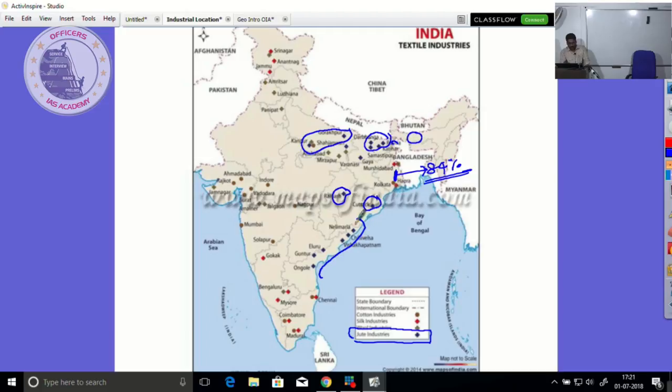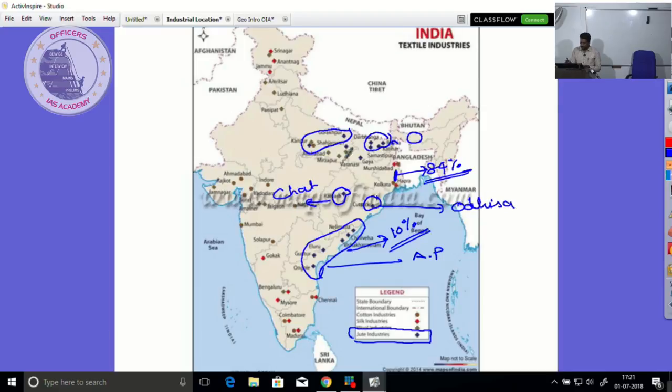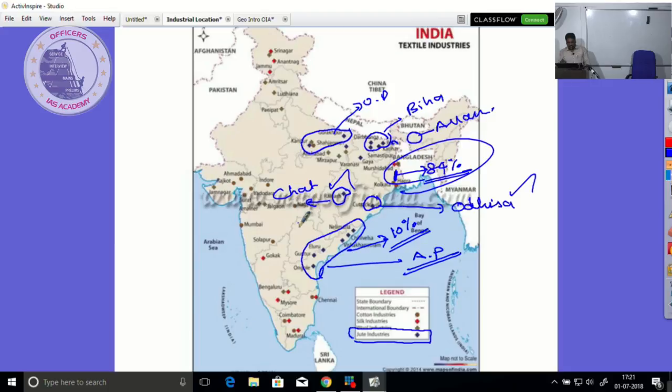Andhra Pradesh, the second place, accounts for somewhere around 10% of the total production. And so on, sir. These are some of the places. Let me repeat it. First comes West Bengal, then it is followed by Andhra Pradesh, and some sporadic locations we have in Orissa, Chhattisgarh, Bihar, Uttar Pradesh, Assam, etc.